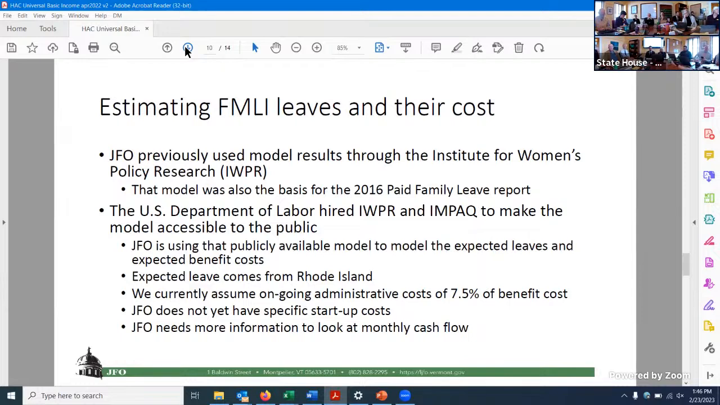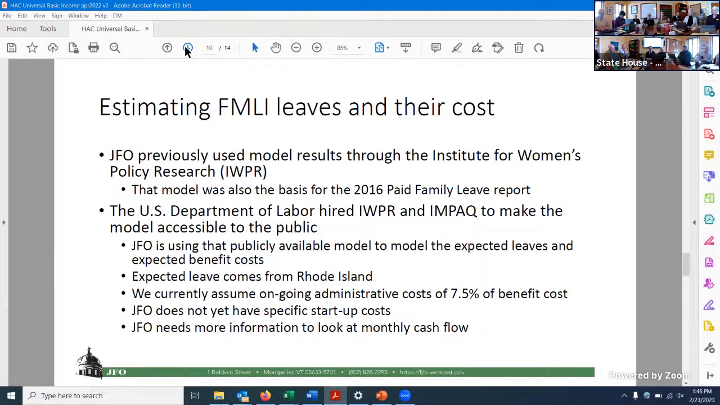It looks at Vermont's population by age and so forth to get a population base. Expected leave taking comes from Rhode Island, whose program has been in existence for a long time. I noted that we are assuming ongoing admin costs of 7.5% of benefits. We're waiting for specific startup costs so that we can add those into the model as well.